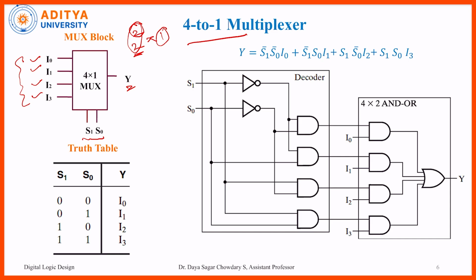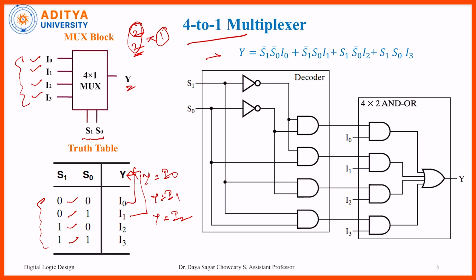If we consider the combination of these 2 selection lines, we can get 4 combinations: 0 0, 0 1, 1 0, 1 1, and we can expect each input at the output. For the 0 0 combination, Y is equal to I0, so I0 is directly given to Y. If the combination is 0 1, so S1 is 0 and S0 is 1, then I1 is given to Y, so Y is equal to I1. Likewise, each time only one input is selected at the output depending on the selection lines. This is the major procedure for the multiplexer concept.